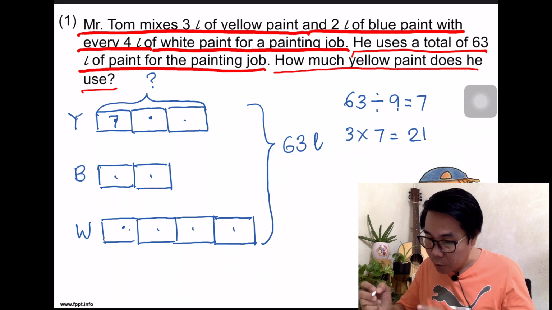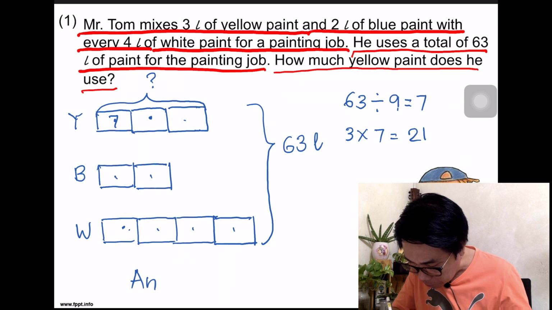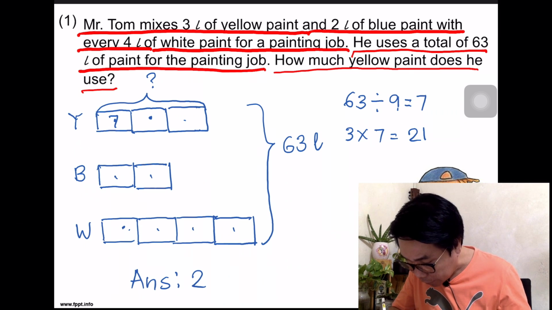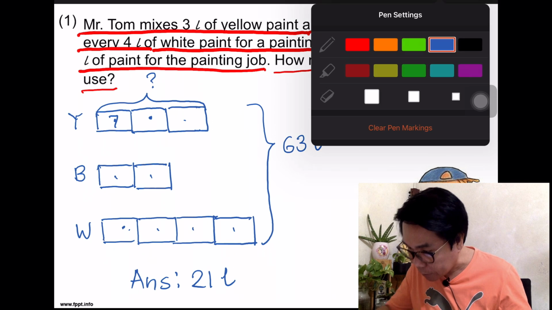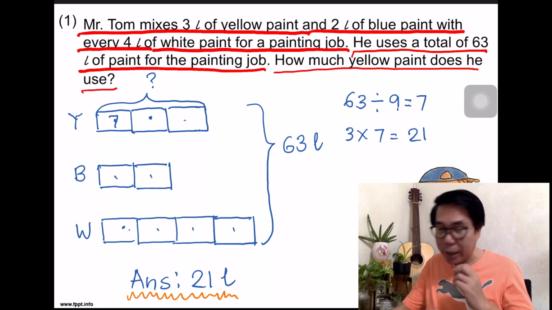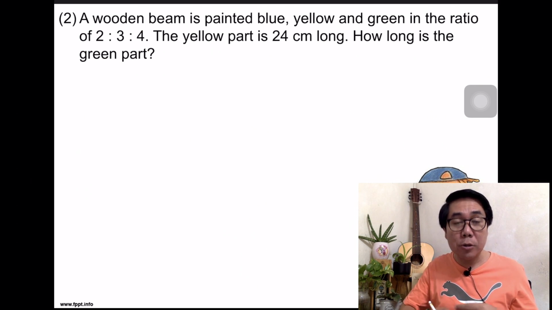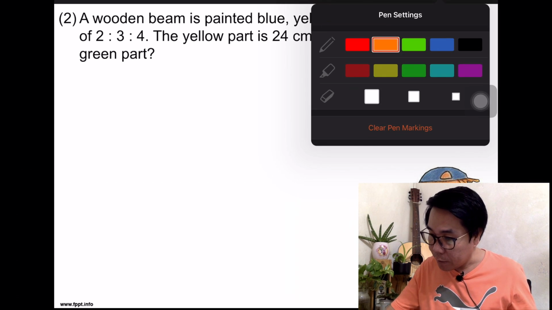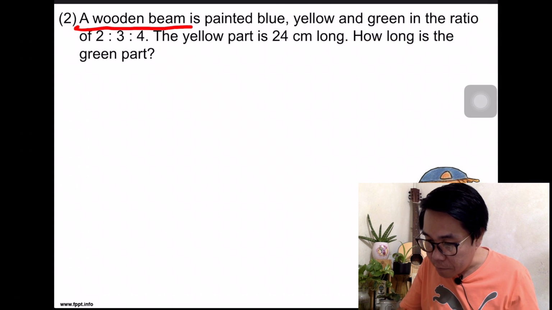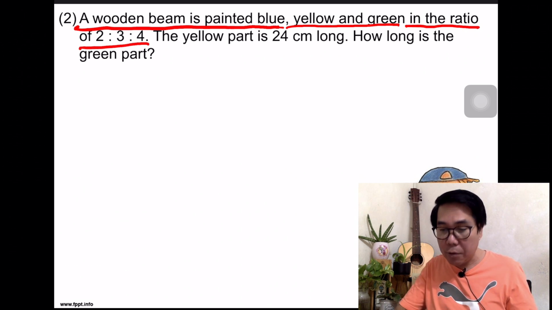Okay, and then we're looking for the yellow. So how much yellow paint does he use? So the answer here, 21 liters. Okay, so let's underline this one. Okay, very good. We have answered problem number 1. Let's proceed to problem number 2. Now, a wooden beam is blue, yellow, and green in the ratio of 2 is to 3 is to 4.